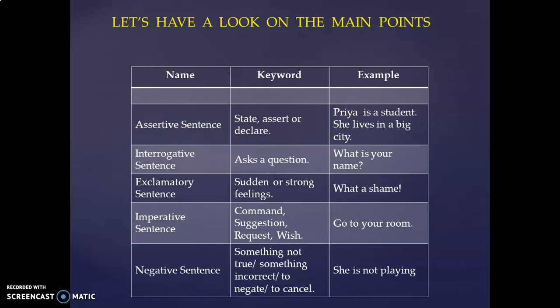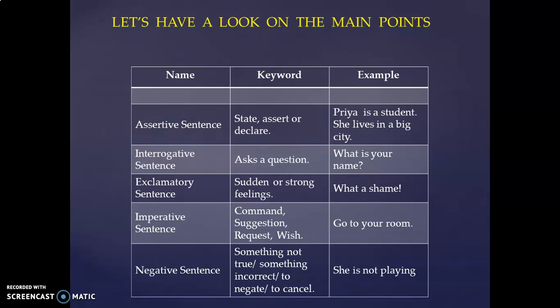First is the assertive sentence. It states, asserts, or declares, or says something. Simple sentences. Priya is a student. She lives in a big city. This is a statement. So simple. It is the assertive sentence.